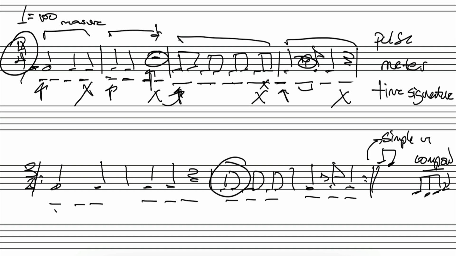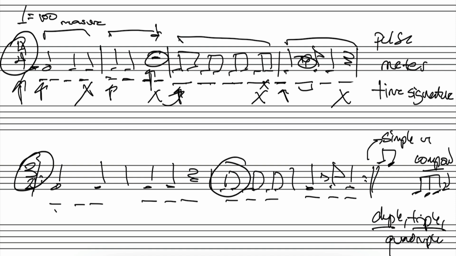The other category we'll describe is how many pulses there are in a measure. And the terms that we'll use are duple, triple, and quadruple. If there are 2 pulses in a measure, that is a duple meter. If there are 3, it's a triple meter. So this example here with 3 is a triple. This example where there are 4 is a quadruple meter.